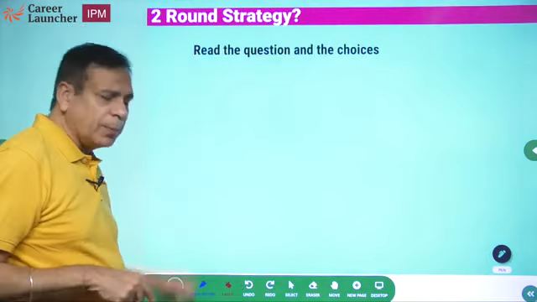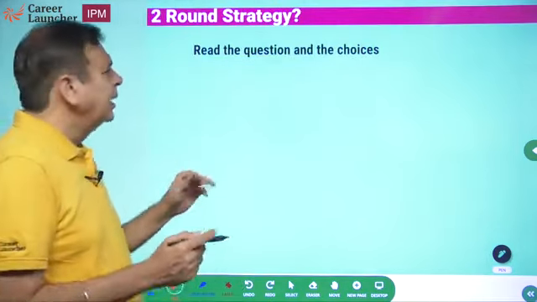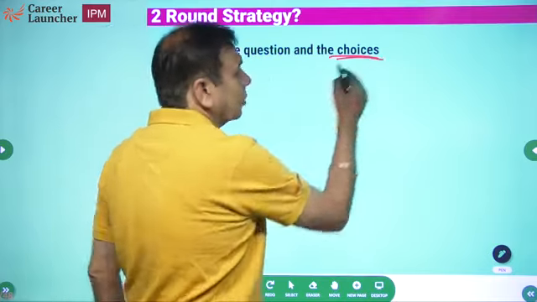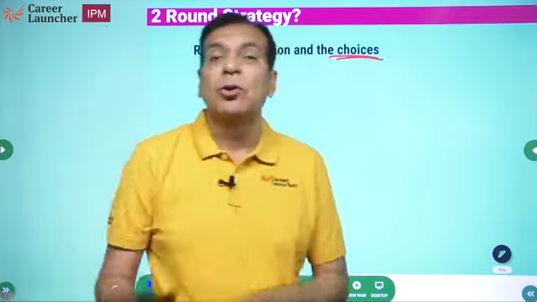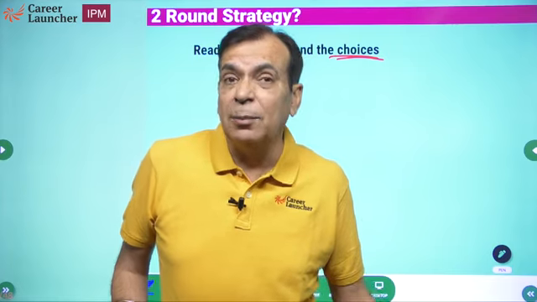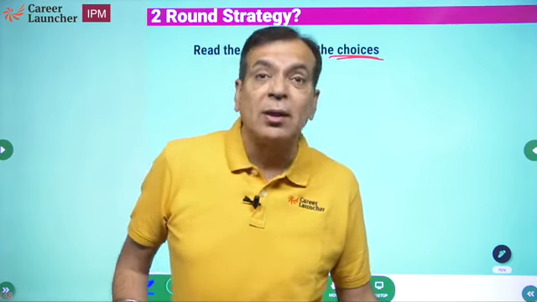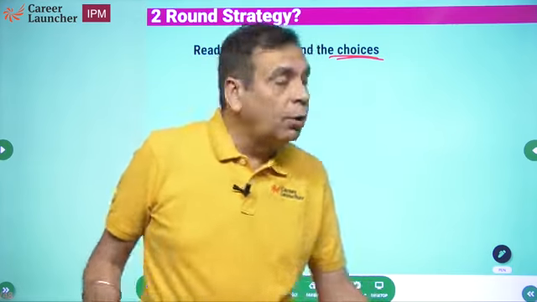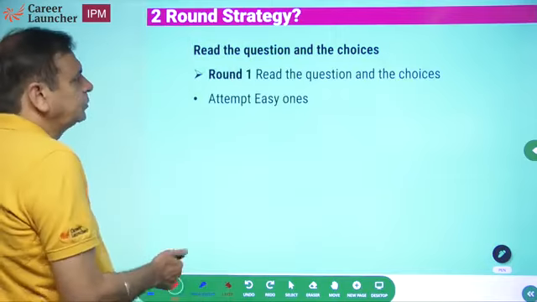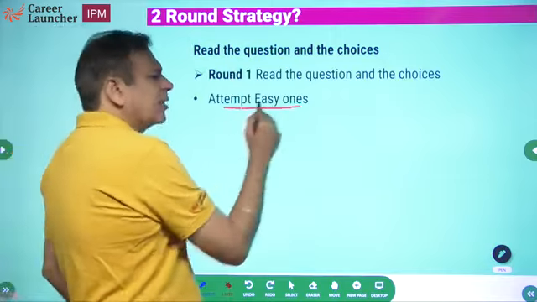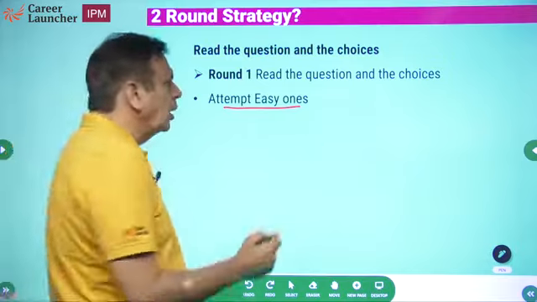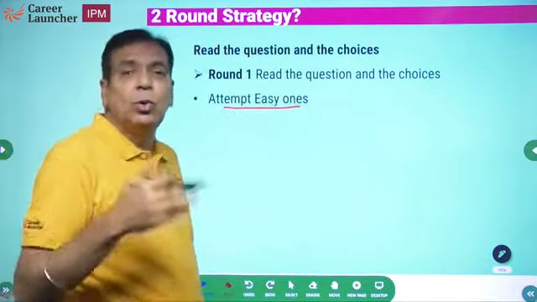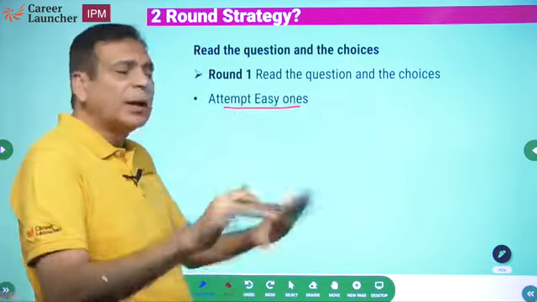So when you start the paper, the most important thing is to read the questions along with the choices. This is a mistake which most people commit. Choices नहीं देखते हैं. In the MCQ section, not reading the choices is not having the complete information. And in round 1, भैया आसान सवाल कर लो. If you are 100% sure, if there is a question which you think you can solve in 2, 2.5, 3 minutes, please solve it. Forget about the rest.